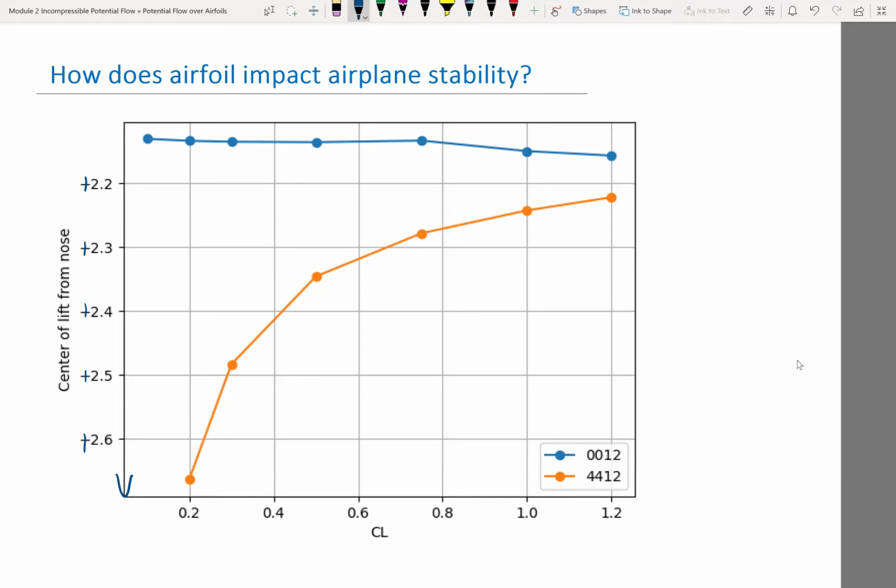Okay, so this is very critical. The NACA 0012 airfoil is almost neutrally stable until you get to higher angle of attack, at which you gain a little bit of stability. While the NACA 4412 airfoil is very unstable, especially at low CL. All right, so the shape of the airfoil affects stability a lot.